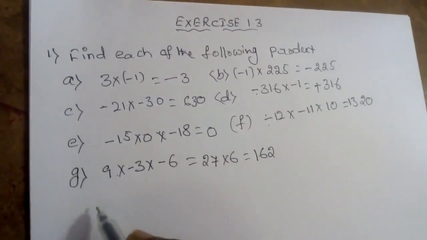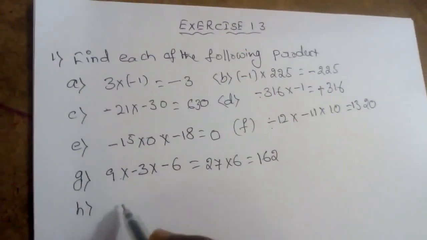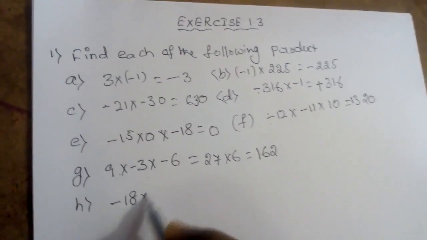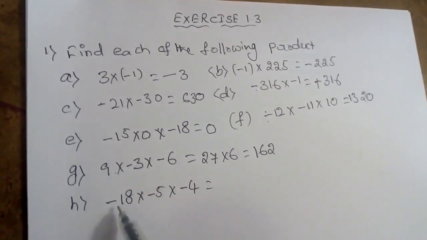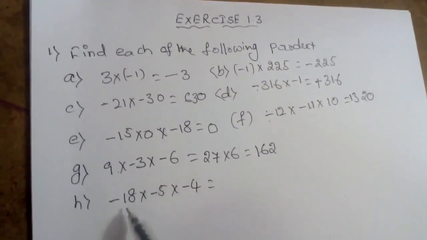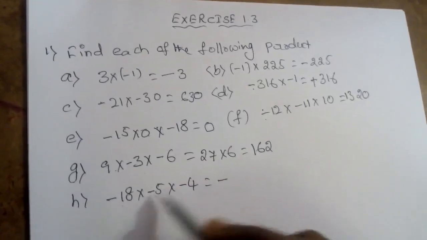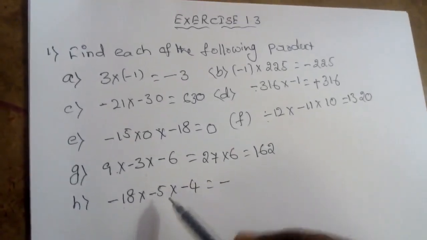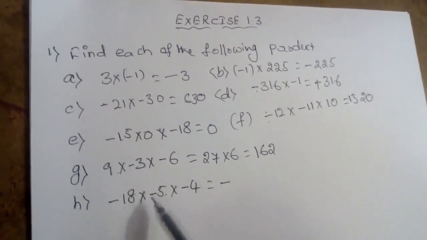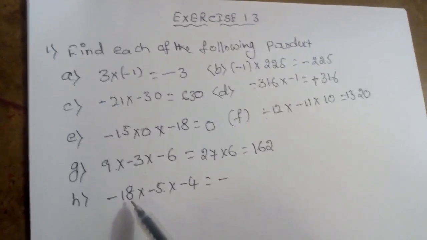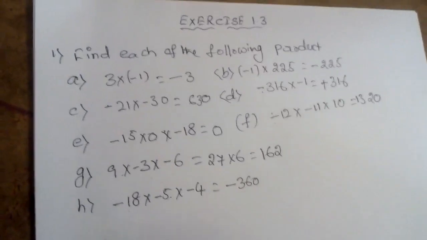Now H. H is minus 18 into minus 5 into minus 4. You observe that here there are 3 negative signs, so minus into minus into minus. That is minus. Minus into minus is plus, plus into minus is minus. So here go to multiplication. 5 into 4 is 20. Okay, 20 into 18. 18 into 2 is 36. So we get 360. Okay. Next, I.